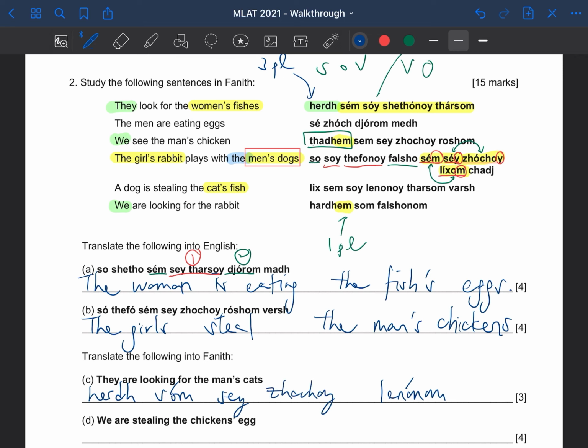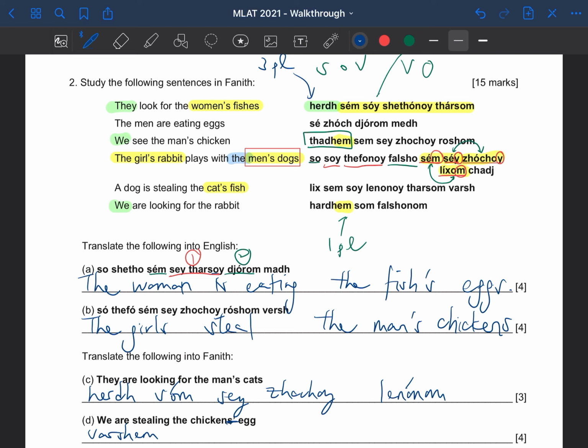Then we have C finished. Then for D, we are stealing the chicken's egg. So we are stealing. Stealing would be seen here, fash. So it would be far shem, because it is we are. And then the chicken's egg. Notice that it's chicken with the S before the apostrophe.